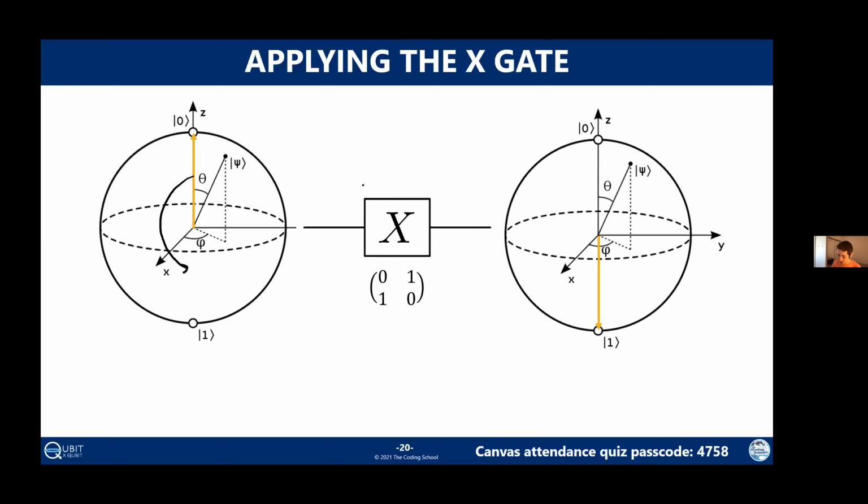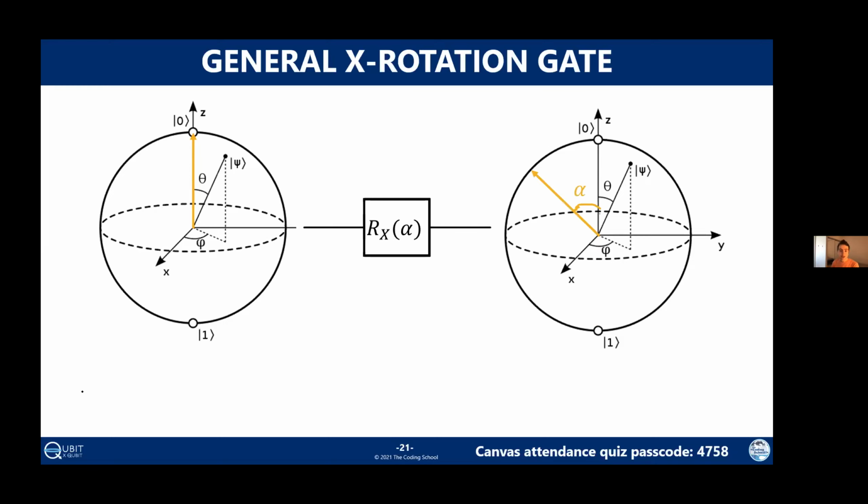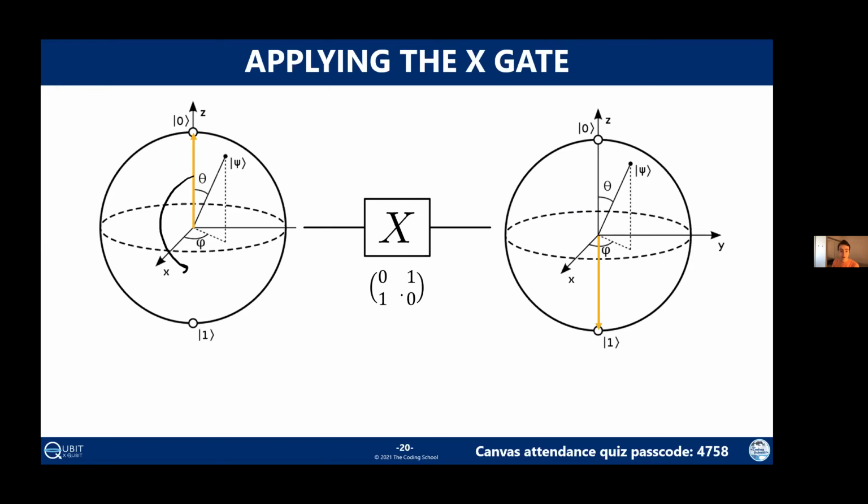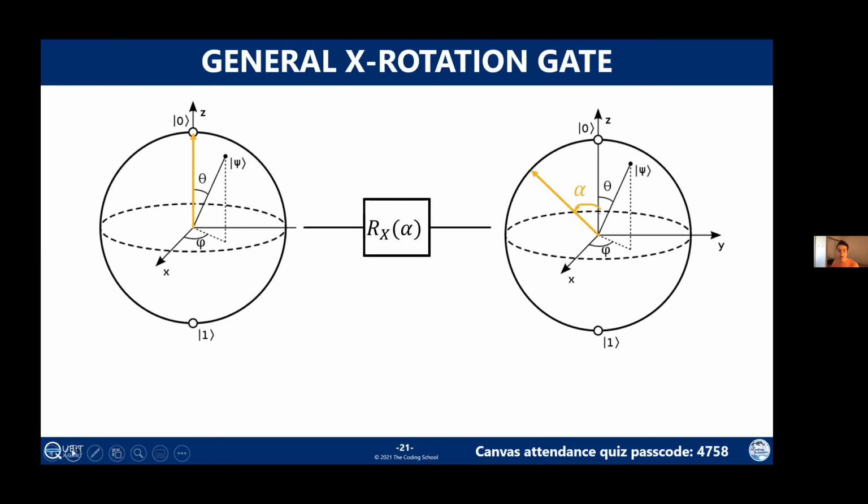So let's do some practice with this. First of all, I want to generalize a little bit. In the previous slide with this X gate, we were rotating by 180 degrees. But of course, you could come up with an arbitrary gate that rotates by some arbitrary angle alpha. Here we have a gate that takes ket 0 and rotates it by some angle alpha. If alpha was 180 degrees, we would get back the X gate. But alpha could be something smaller or greater than 180 degrees.